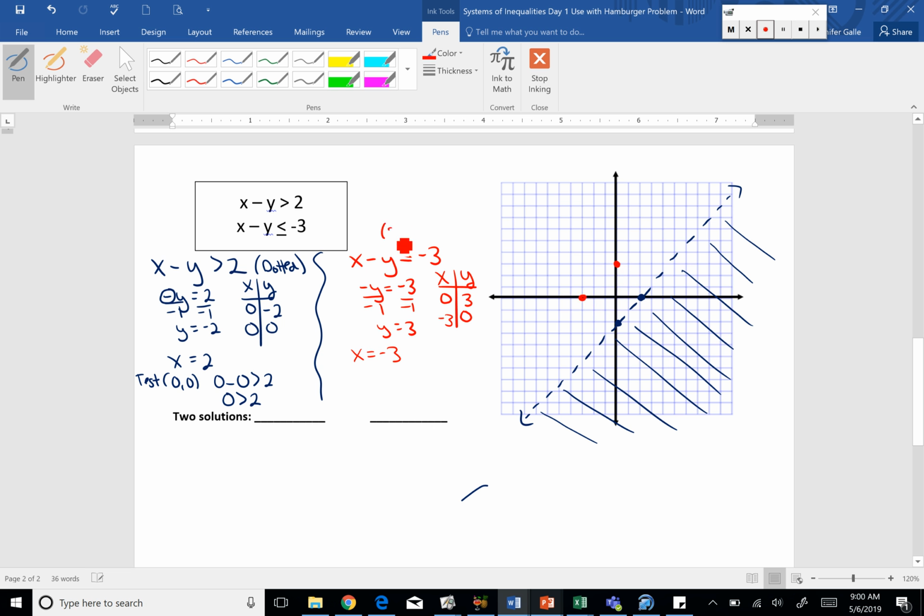And this one I forgot at the beginning, it should be a solid line. Excuse me, solid, I just drew dotted. Jeepers, here we go. I said solid, and then I drew dotted. There we go, fixed her. Test 0, 0. So 0 minus 0 less than or equal to negative 3. Is 0 less than or equal to negative 3? No, it's not.